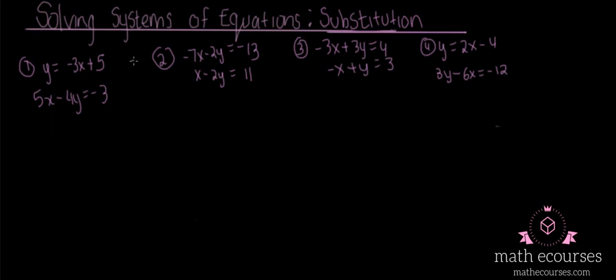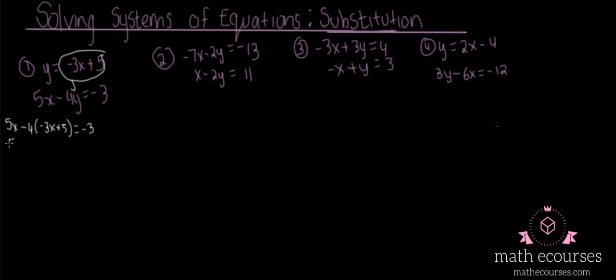For number 1, we have y equals negative 3x plus 5. For this first equation, y is already by itself, so it's already solved for. So you're going to take what they're saying y is, which is this. You're saying this is your y. You're going to plug it into this y. So we have 5x minus 4 times y. Y is negative 3x plus 5. And you're saying that that equals negative 3.